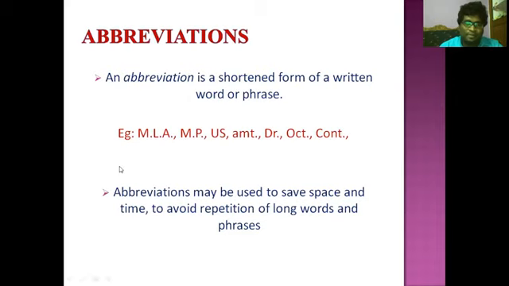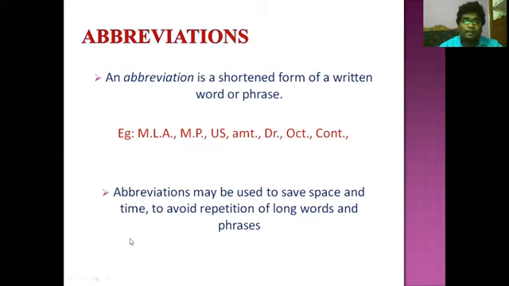Why do we have to use these abbreviations? What's the importance of these abbreviations? In order to save space and time, and to avoid the repetition of long words and phrases, we use these abbreviations. Except that, there is no other use of it. So MP, in place of writing member of parliament, we better write it as MP, which everybody will understand. Instead of writing member of legislative assembly, if we call someone MLA, everybody can easily understand. So it is saving our time and also saving space when you write something.